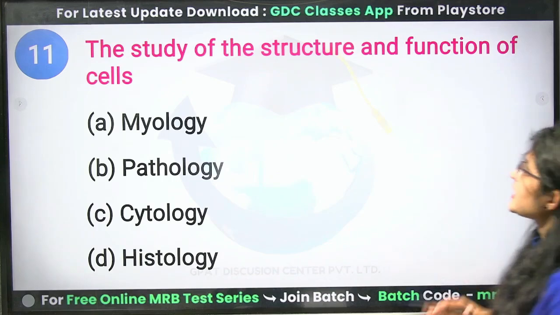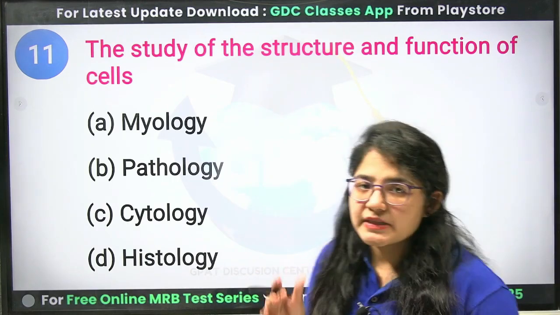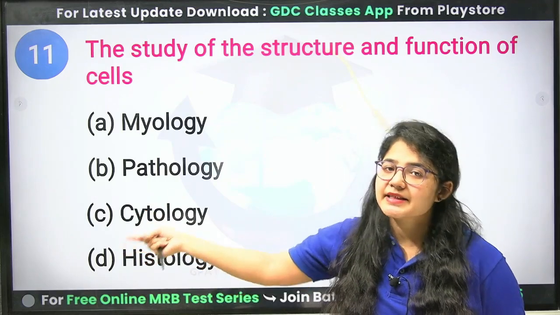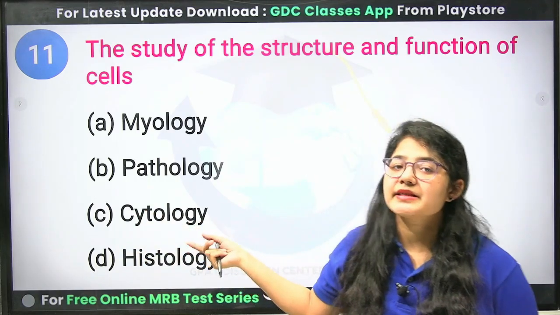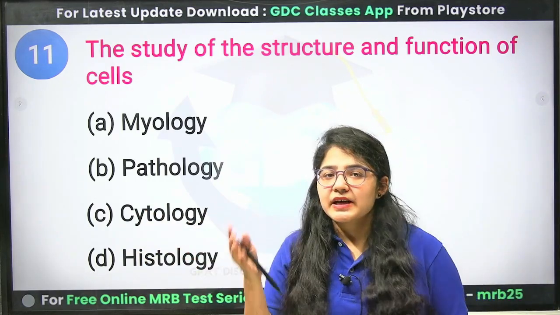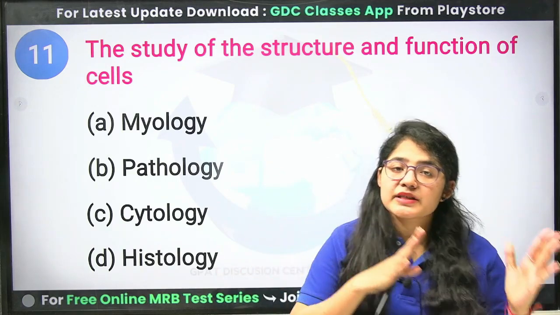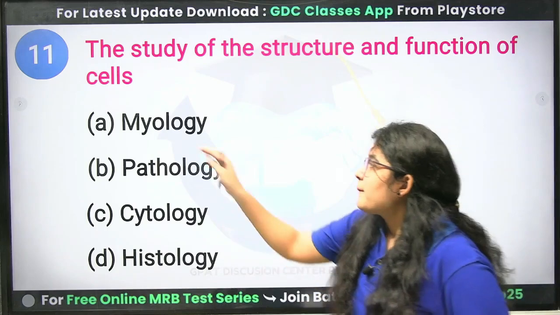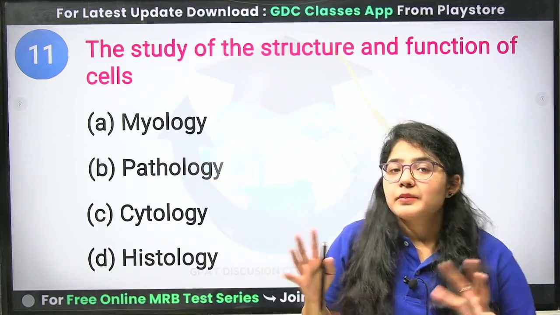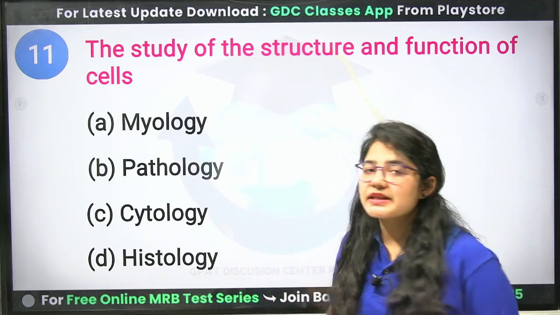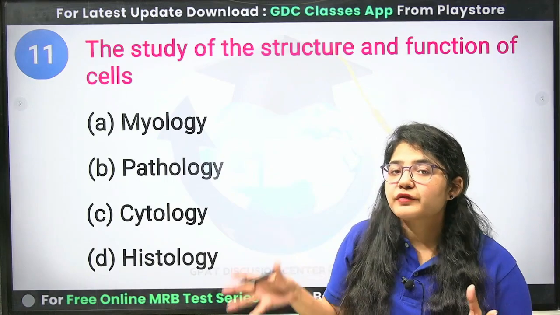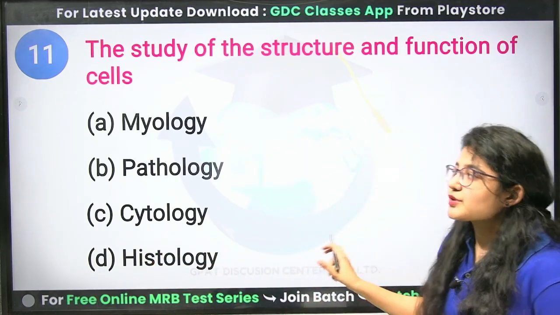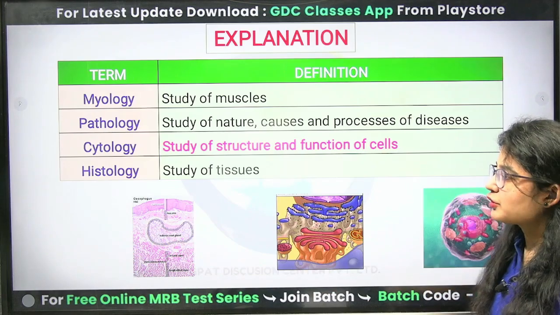Next, the study of the structure and function of the cell is known as cytology. From cyto you can understand the cell, and from logy the study of. So if you have to study anything about the cell, its structure and its function, that is known as cytology. Myology is the study of the muscles. Pathology is the study of the generation of different diseases. Histology is the study of tissues. So the correct answer is cytology.